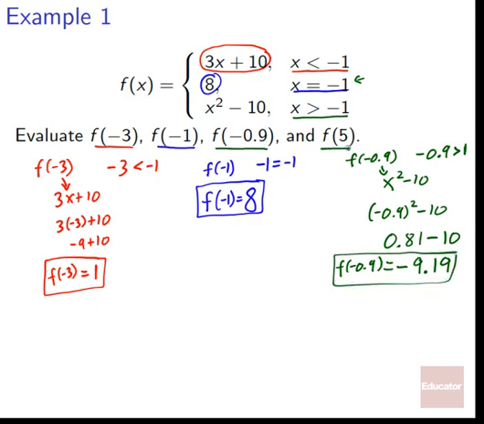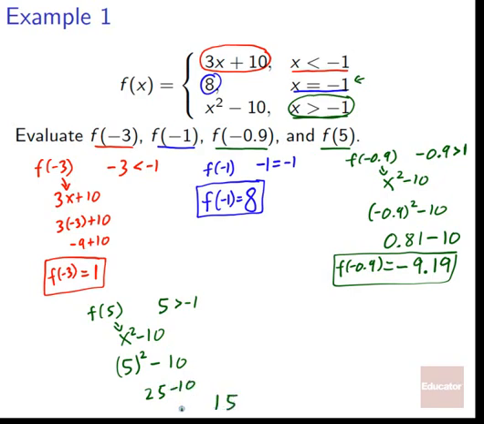Finally, one more example, f of 5. Which category does this belong to? Pretty clearly it belongs to x is greater than negative 1. So 5 is greater than negative 1, so we use the x squared minus 10 rule. Once again, use that process. Plug in the 5. 5 squared minus 10, 25 minus 10 is 15, so f of 5 equals 15. And there we are. That's how you evaluate a piecewise function. You see which category it belongs to, then you plug it into the appropriate rule, and you just plug and chug like you're doing a normal function at that point.